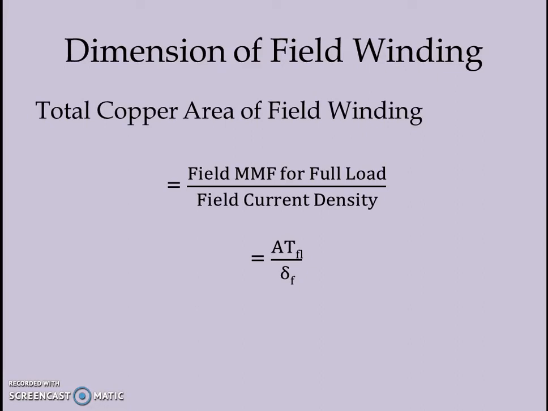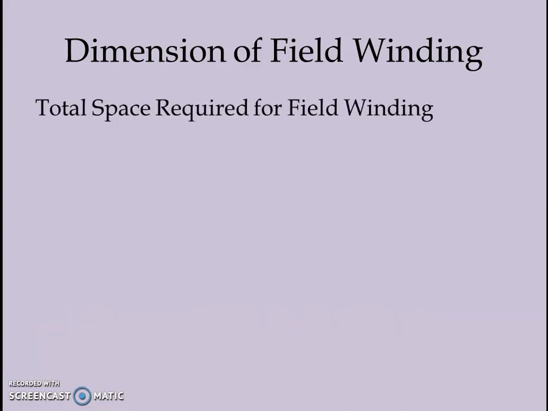So ATFL, the full load field ampere turns, divided by delta F. Delta F is the current density of the field winding, and normally the field current density can be taken as 3 to 4 ampere per millimeter square. So the total copper area is calculated with this equation, and then the total space required for the field winding.